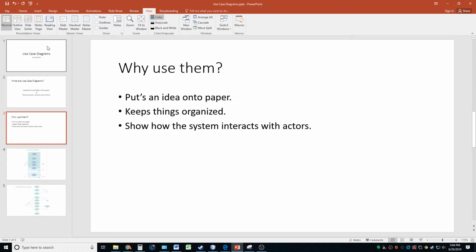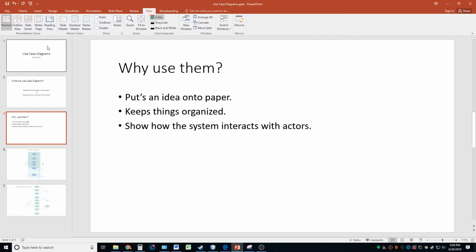So here's the next question. Why do we use them? What's the point of them? Well, making a use case diagram can help, especially visual learners, put their idea onto paper and see how it'll work out. Oftentimes, if you can't draw it on paper or in a computer program, then you can't program it. It helps keep people organized, especially when working in a team of programmers, and can help translate those ideas into design choices and developmental properties.